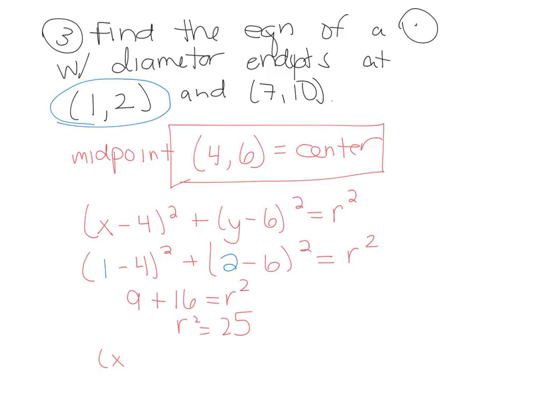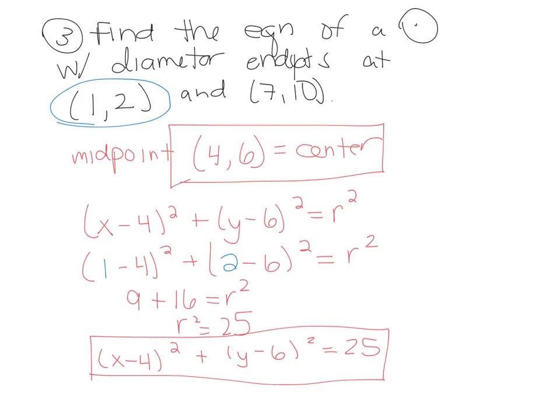Giving us (x minus 4) quantity squared plus (y minus 6) quantity squared equals 25. So not all that different. The only big difference is that we had to find the midpoint for the center. Okay, so hopefully you're getting an idea of how to write the equation.